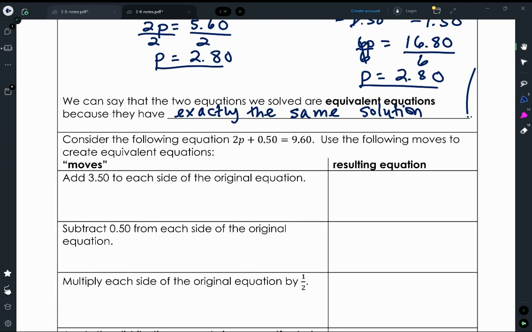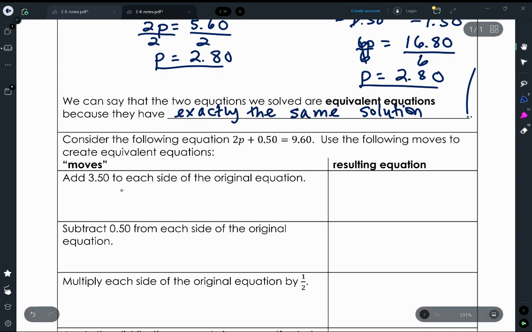All right, so we are going to consider this following equation now. 2P plus 50 cents equals 9.60. So kind of similar to the one we had, but a little bit different. And so we want to see which ones are going to be equivalent. All right, so first they want us to look at adding 3.50 to both sides.